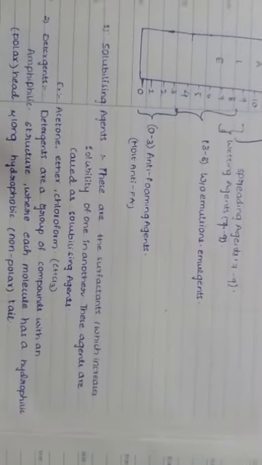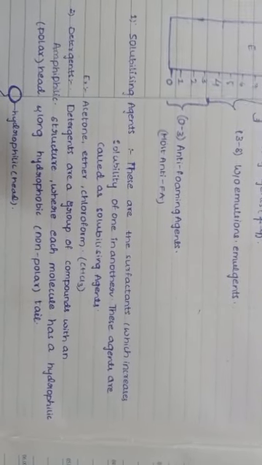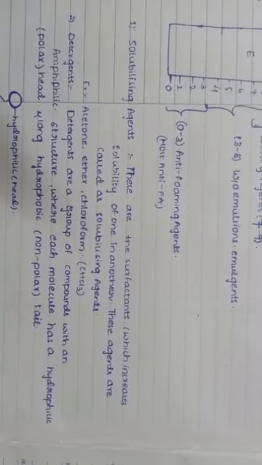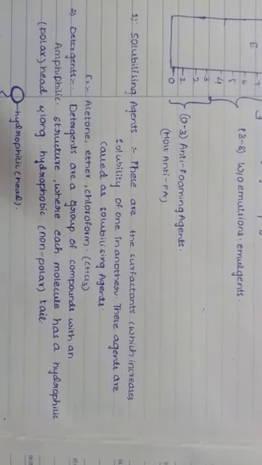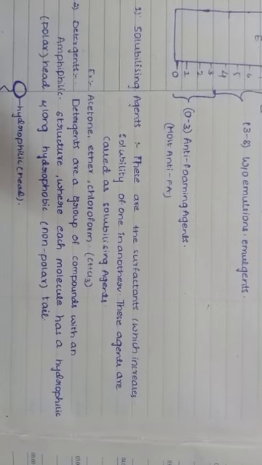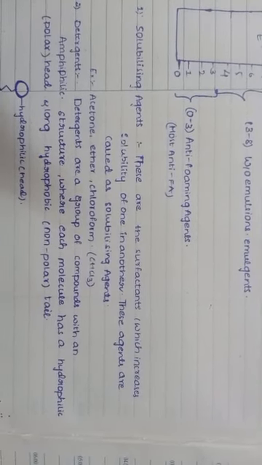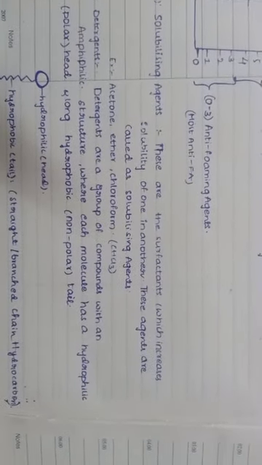Okay, here I gave some information regarding this. The name solubilizing agent itself indicates that it increases the solubility of a particular solvent. These are surfactants which increase the solubility of one in another. Means one has a higher solubility range, and it can also increase the solubility of the other. So these agents are called solubilizing agents. Examples: acetone, ether, chloroform.